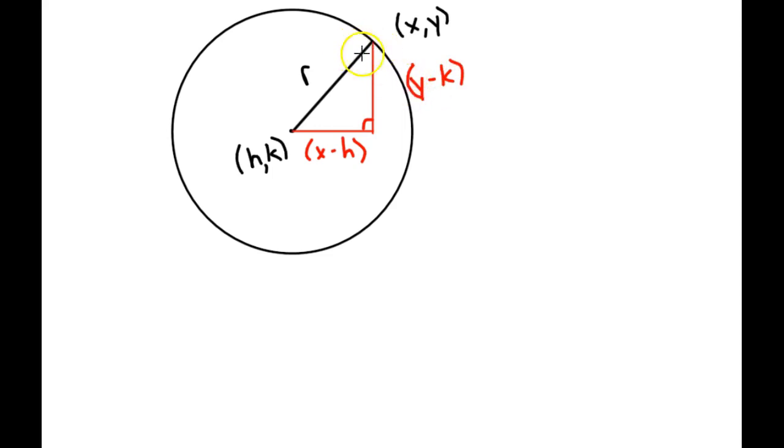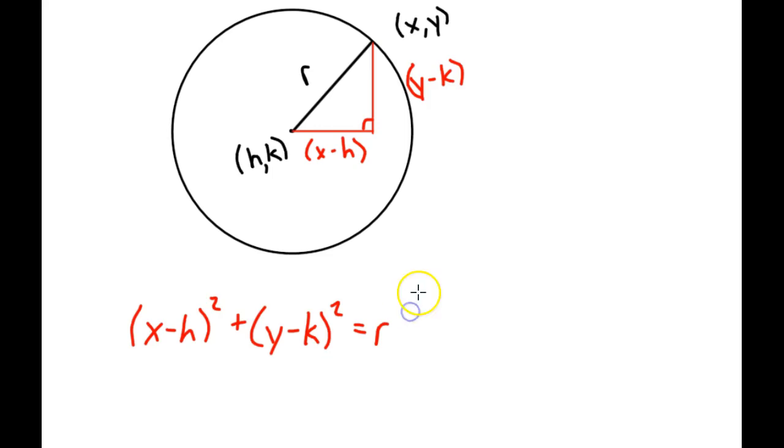Because we're not changing our x values at all, this distance is only represented by the change in the y values. So now that we have expressions for the two legs of the right triangle and the hypotenuse, we can use the Pythagorean theorem, a squared plus b squared equal to c squared. So we would have (x minus h) quantity squared plus (y minus k) quantity squared equal to the radius squared. So that is how we come up with the standard equation for a circle.